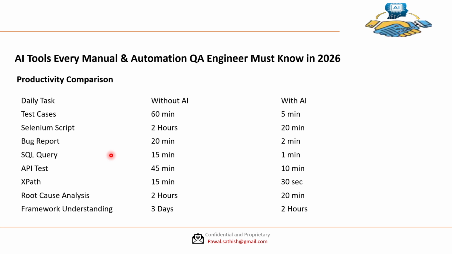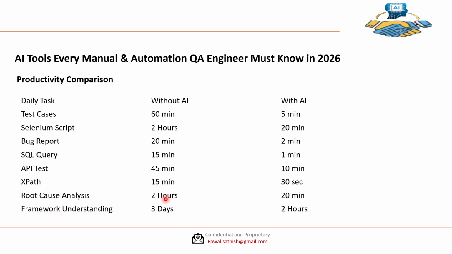Even for bug reporting, earlier logging a defect was taking 20 minutes, but using AI tools we can log the bug within 2 minutes. Same here, we can use AI tools for SQL queries, API tests, and XPath. Earlier identifying the XPath was quite difficult. Even if we found the XPath, it was not concrete, and the next time the script was failing. Now we can use AI tools and create an XPath within a few seconds. We can also use AI tools for root cause analysis and framework understanding.